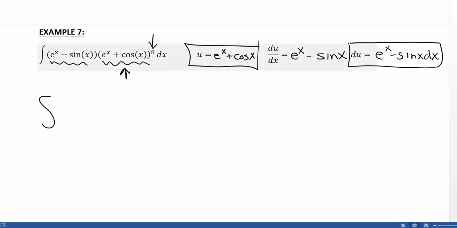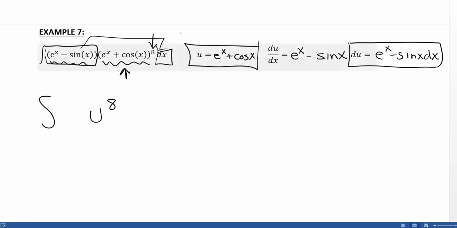So first I'm going to substitute in my u. That's going to be raised to the power because that's how I picked my u. So I have u to the 8th. Now I need to look at what's left. So I have e to the x minus sine x and a dx.